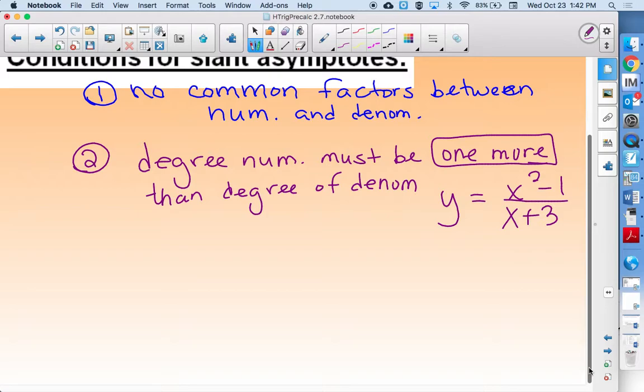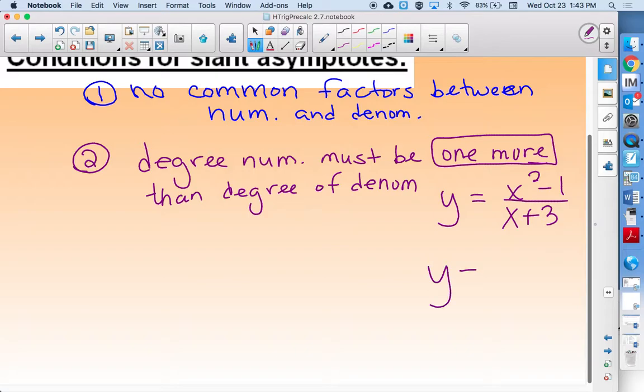So why wouldn't you have a horizontal asymptote? There wouldn't be one because the power on the top is bigger. And when the power on the top is bigger, the number on the top is getting bigger, and quicker than it would be on the bottom. So it's going to eventually just keep going to infinity. So there's no horizontal asymptote. If the power is exactly one more than the bottom, then there's a slant.